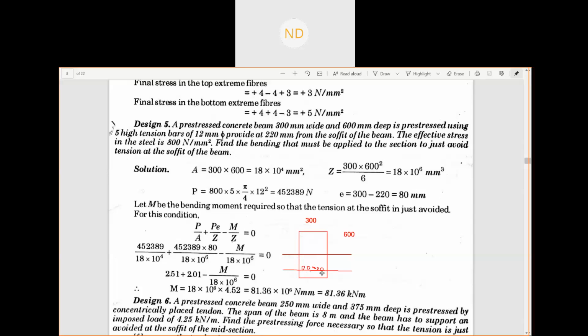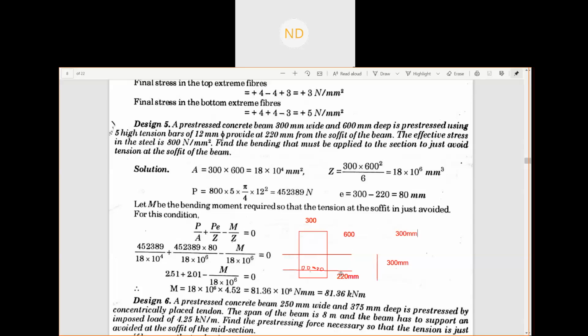Sorry, I cannot make these circles properly here. But this is how far from the soffit it is. This distance is 220 mm. We already know that our depth is 600, so half of this is 300 at the bottom part, and above also it is 300.